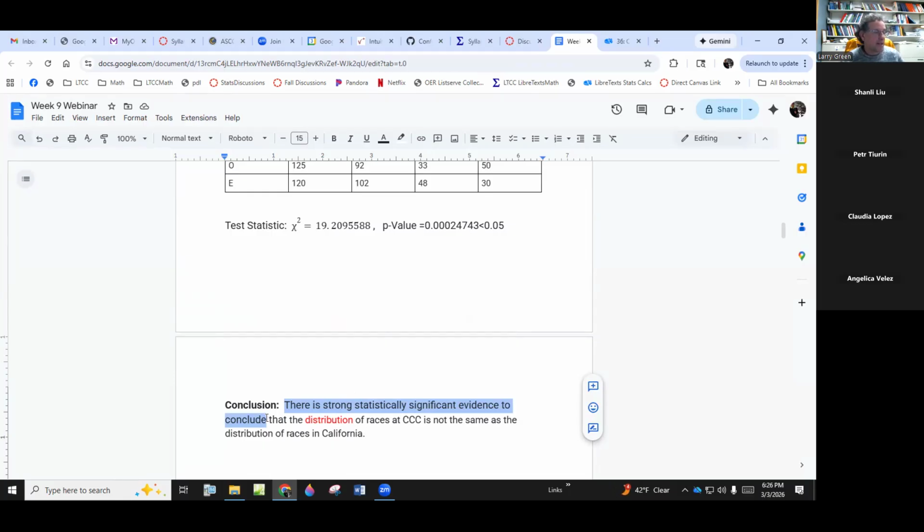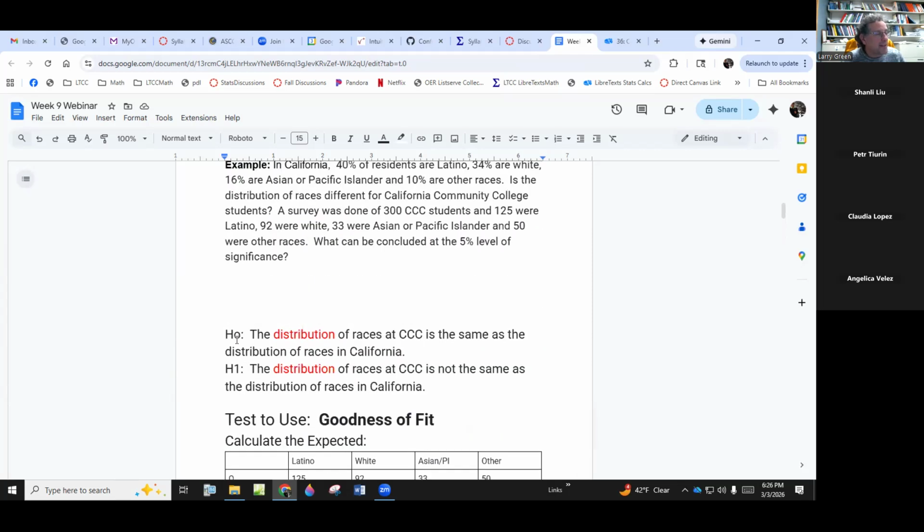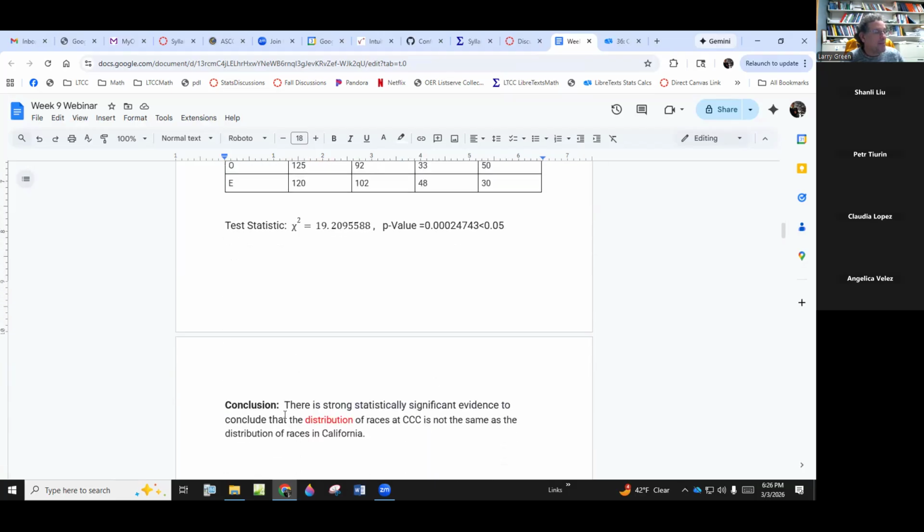And then what's nice about this is I can just copy H1 and then paste it right here and make it lowercase. The distribution of races at California community colleges is not the same as the distribution of races in California. And that's our conclusion. Any questions on that?